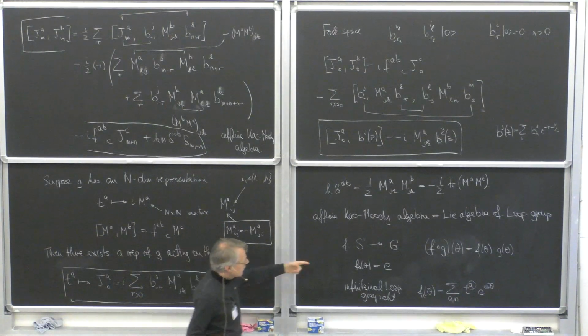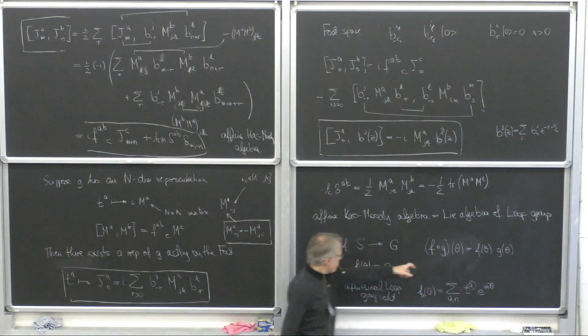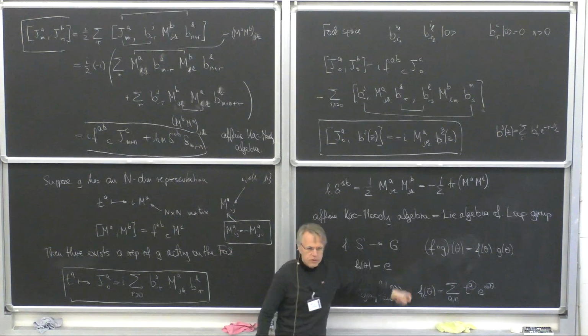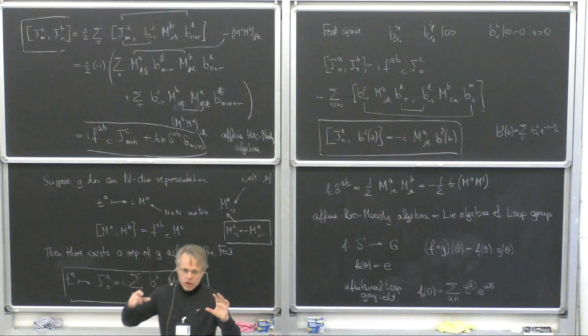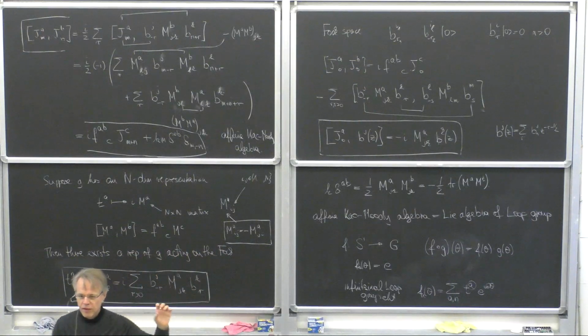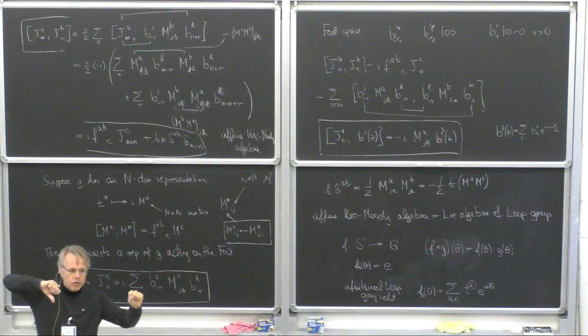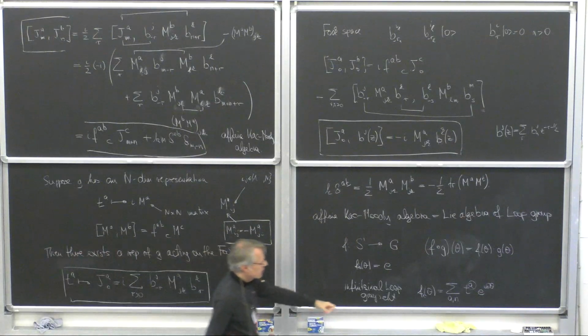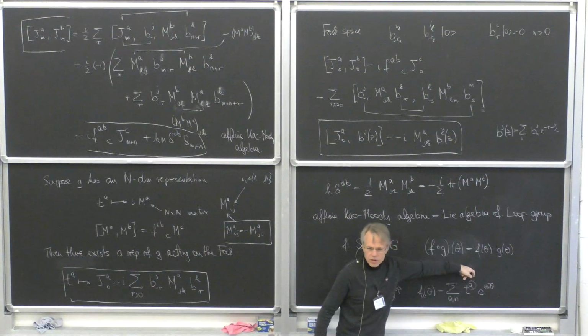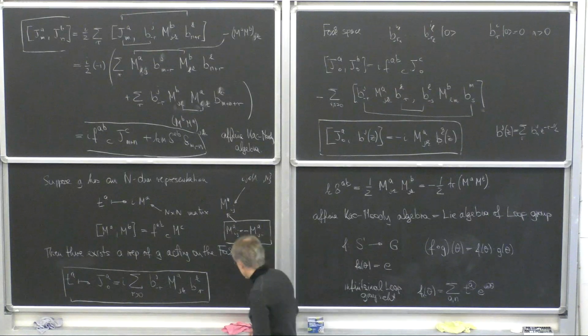So therefore, because these are elements, maps from the circle into the group, will be a semi-direct product of the Virasoro algebra and the affine Kac-Moody algebra, where the Virasoro algebra generators act on the theta bit, but don't touch the A bit. And in fact, that's what you find.